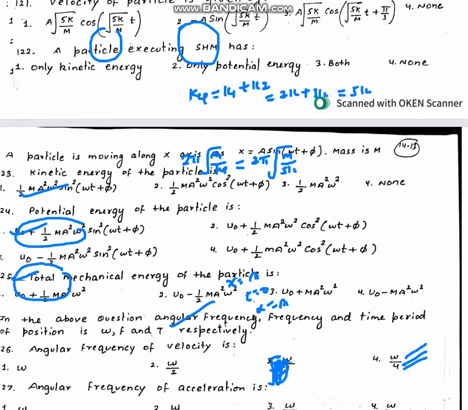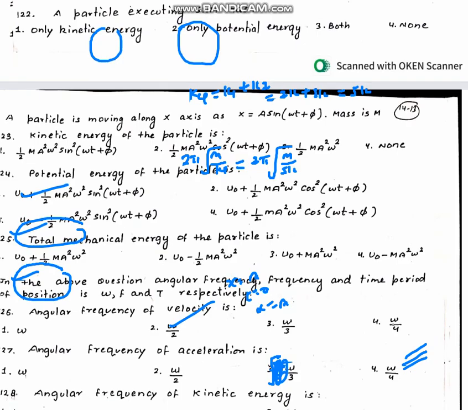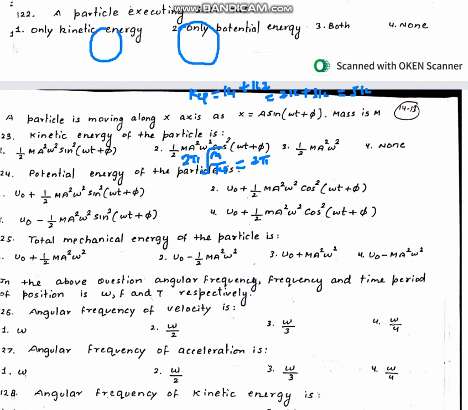Next is a particle executing SHM has only kinetic energy, only potential energy, or both. So it possesses both energies. Next is a particle moving along the x-axis as given by this equation.